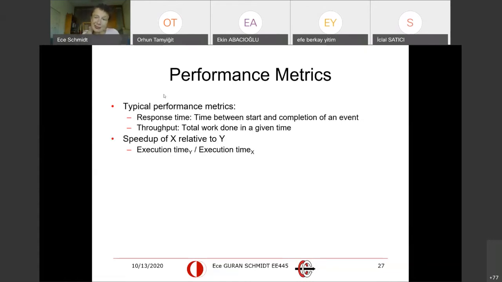Then you can look at the speedup. So you have a machine and somebody comes with another machine. You can look at their execution times of the same task. Okay, so which one is faster?